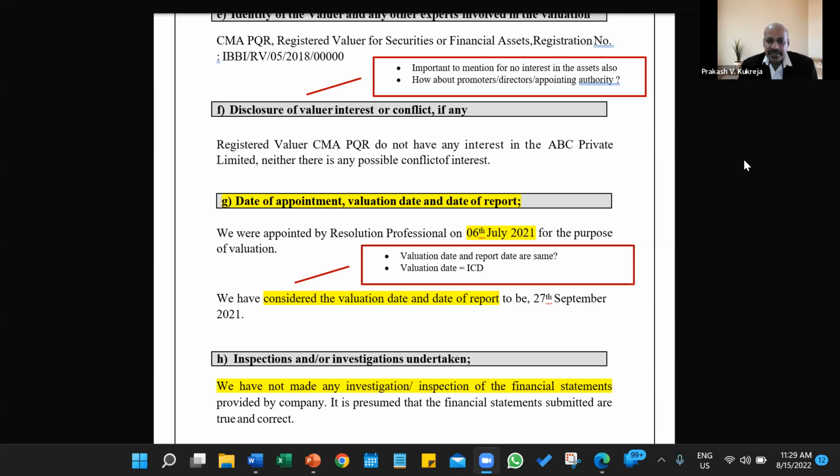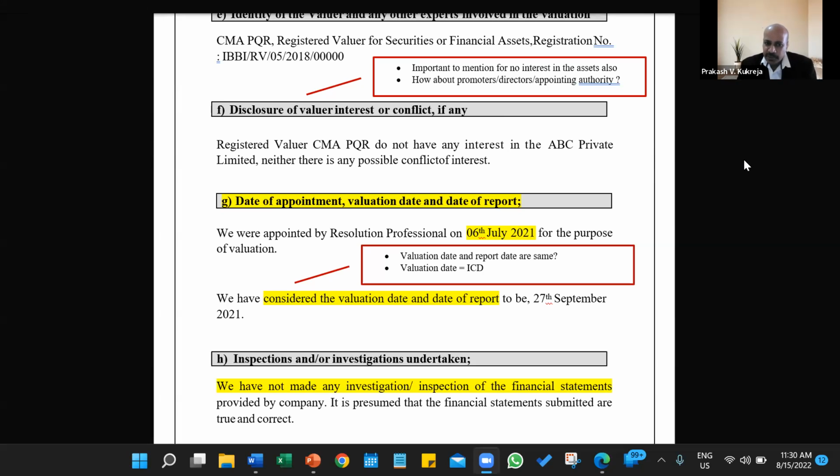That is what my experience has been, and that's what we also practice. In fact, max to max 2 weeks, in worst case scenario 3 weeks. So this is again a very longer period. Number one, that should be justified. Second, in case of valuation date and date of report cannot be same.